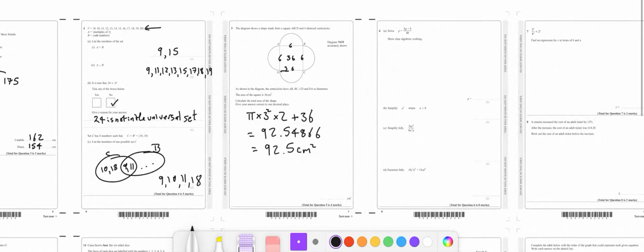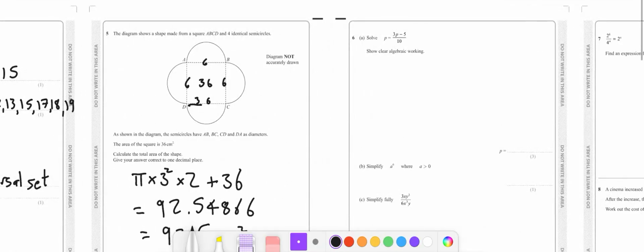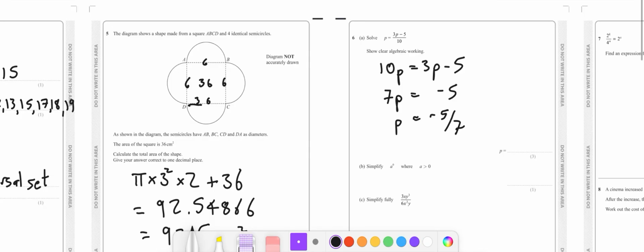Question 6. Show clear algebraic working, solve the following. So we're going to multiply up by 10, so we get 10p equals 3p minus 5. That's multiplying both sides by 10. Take 3p off both sides, so I get 7p equals minus 5. Divide by 7, p equals minus 5 over 7. Can put that as a decimal, but fraction is much nicer.